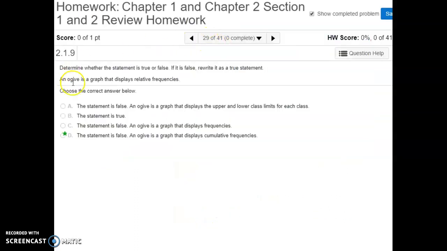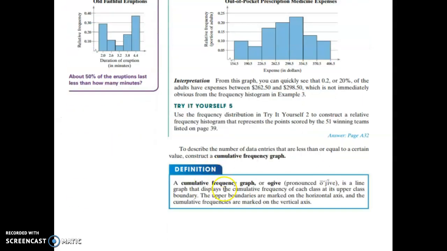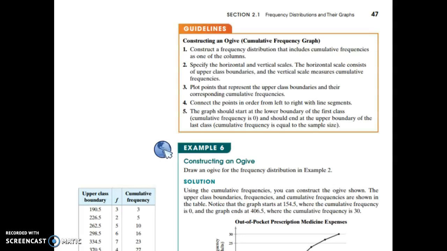29, a definition, what is an ogive? And an ogive is a graph that displays cumulative frequencies. Page 46 talks about them at the bottom, and then more on page 47 as well.